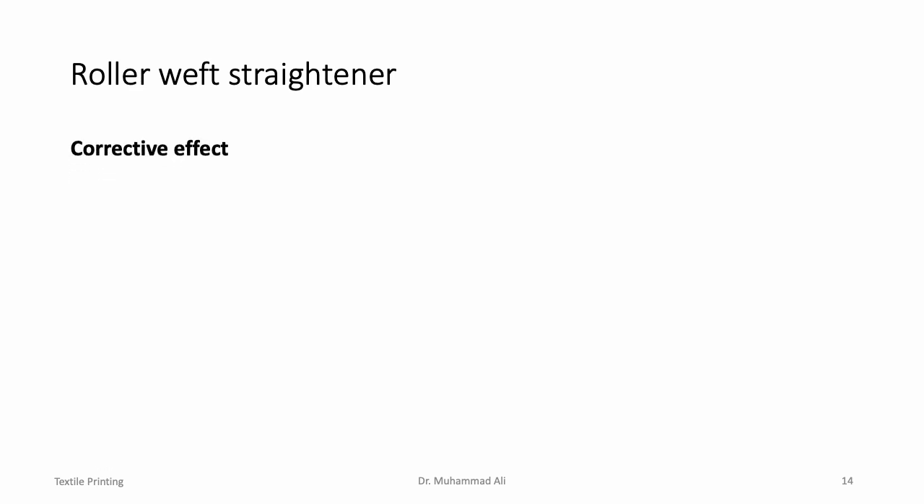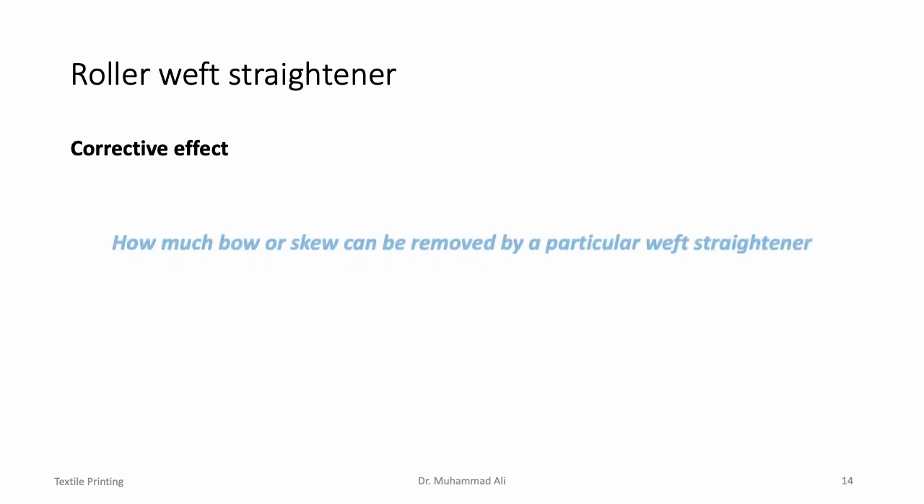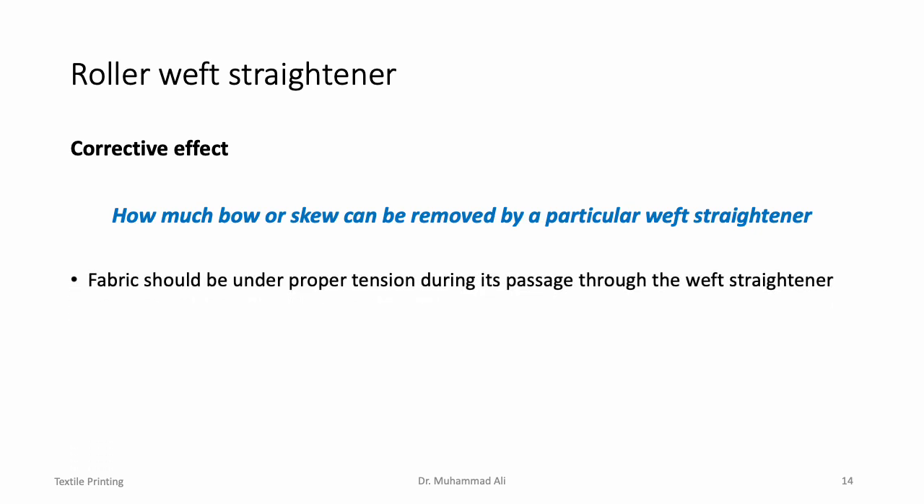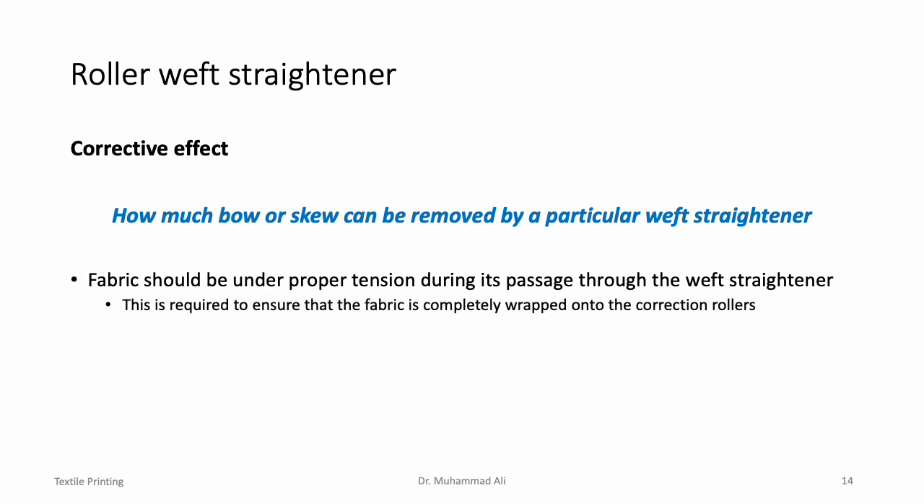Now for a weft straightener, of course, the most important aspect is its corrective effect. In other words, how much bow or skew can be removed by a particular weft straightener. There are, of course, limits. For proper corrective action of a roller weft straightener, it is important that the fabric is under proper tension as it passes through the weft straightener. This is required to ensure that the fabric is completely wrapped onto the correction rollers. If the fabric is running loosely over the correction rollers, then no correction will be done.